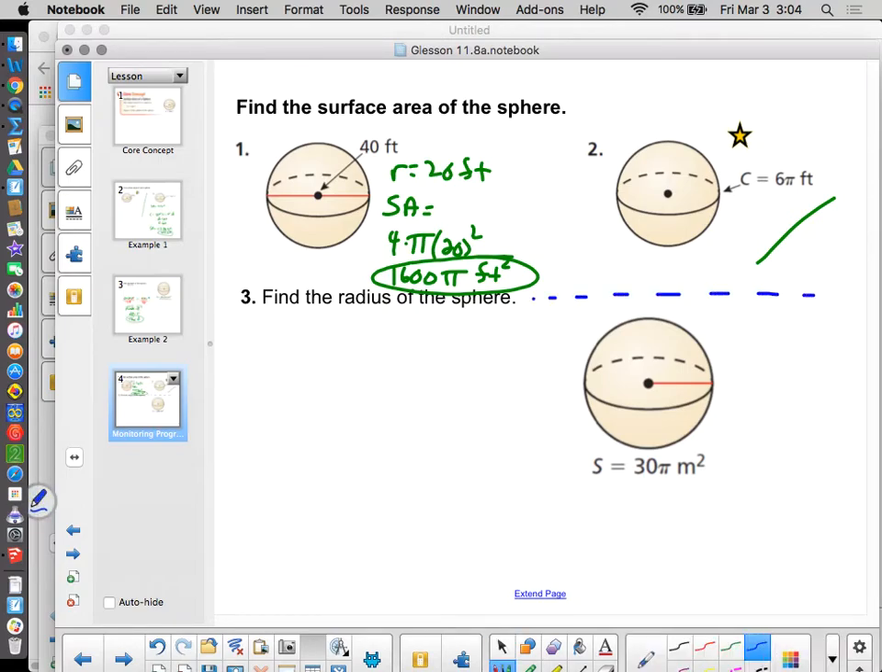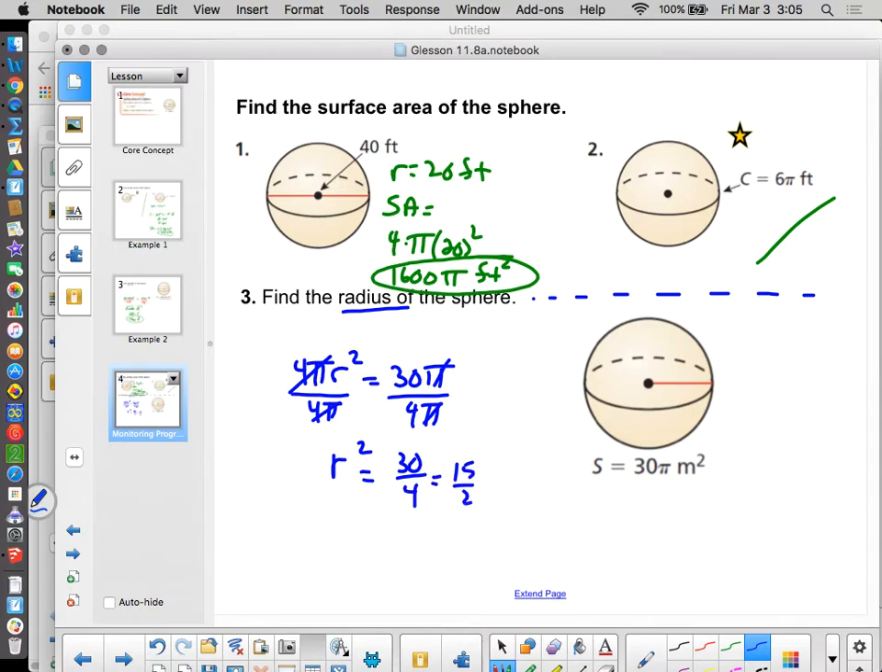Finally, our last example. Again, I give you the surface area. You need to find the radius. Surface area is 4 pi r squared, which is 30 pi. So we divide by 4 pi. The pi's cancel, and I get r squared equals 30 over 4, which is 15 over 2, or if we so want, it's going to be 7.5. So r is the square root of 7.5, or about 2.74.